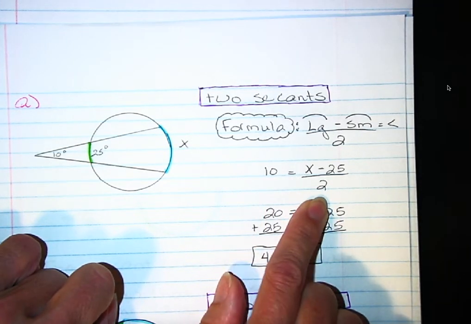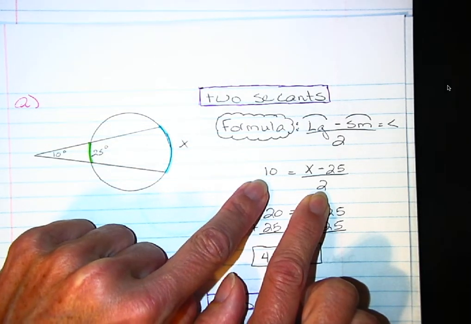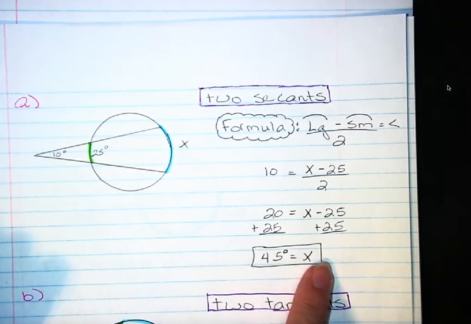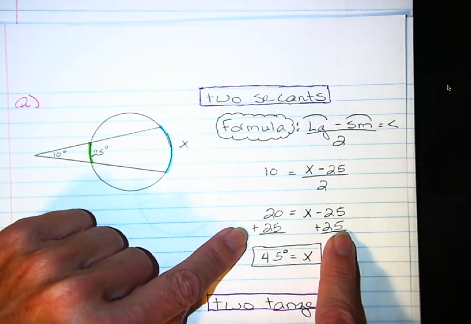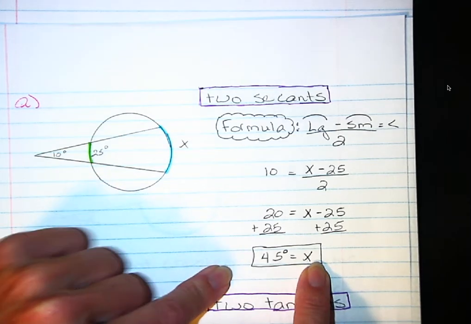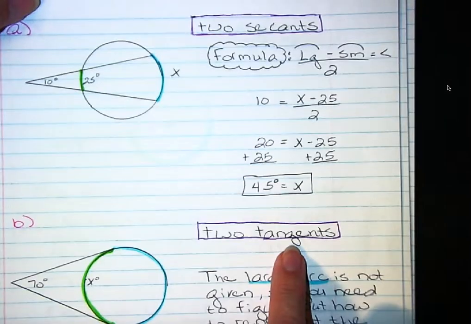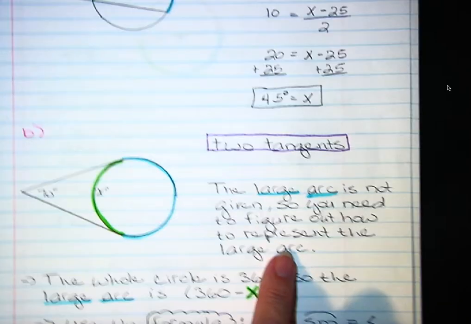The first thing you're going to do is get rid of this 2, because I don't want a denominator. So multiply both sides by 2, and you end up with 20 equals x minus 25. And then subtract 25 from both sides, and you find out that the larger arc equals 45 degrees. Now let's look at one where you have 2 tangents. So this was our example B, where we have 2 tangents.